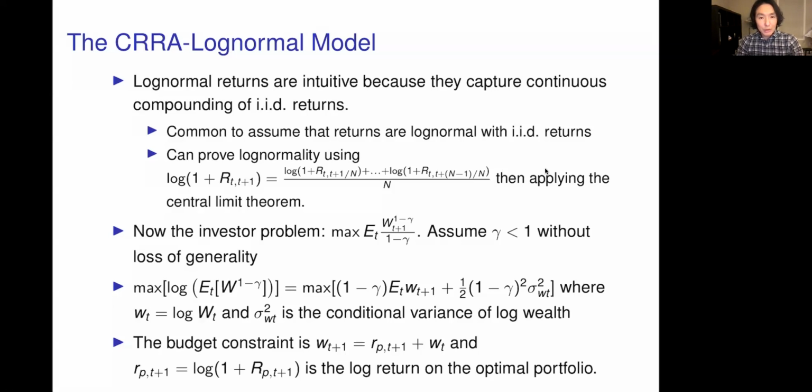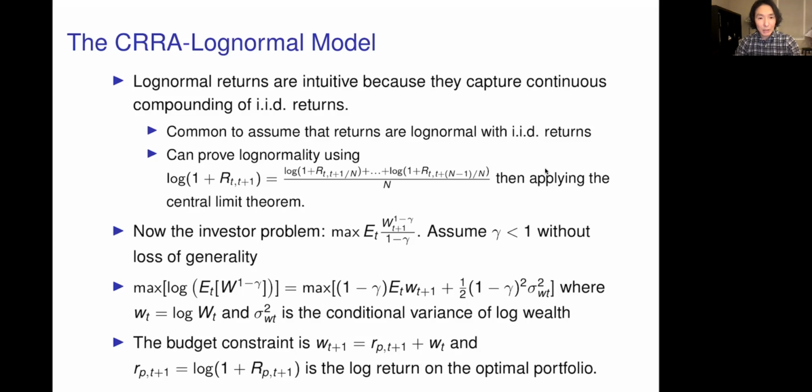There's one benefit of using log normal returns because it is very intuitive. That's because log normal returns capture continuous compounding of IID, independent, identically distributed returns. 자, 이게 무슨 말이냐면요. log normal return을 쓰면 좋은 점이 있어요. 왜냐하면 log normal return은 continuous compounding 된 IID return의 극한값으로 근사가 될 수 있습니다.